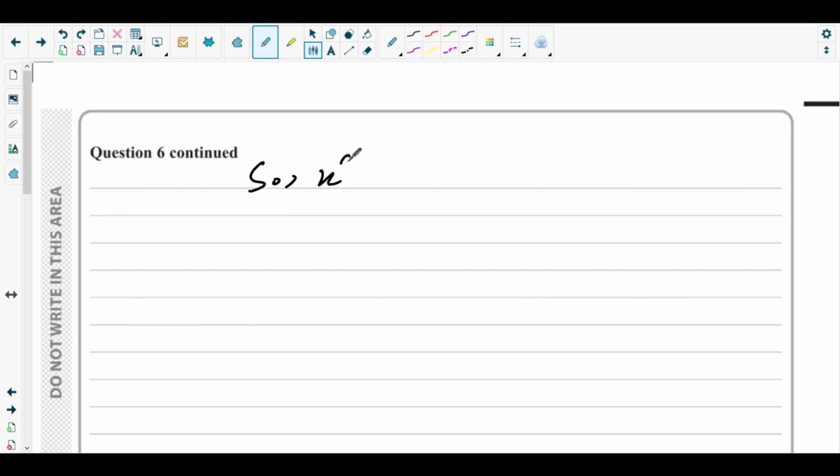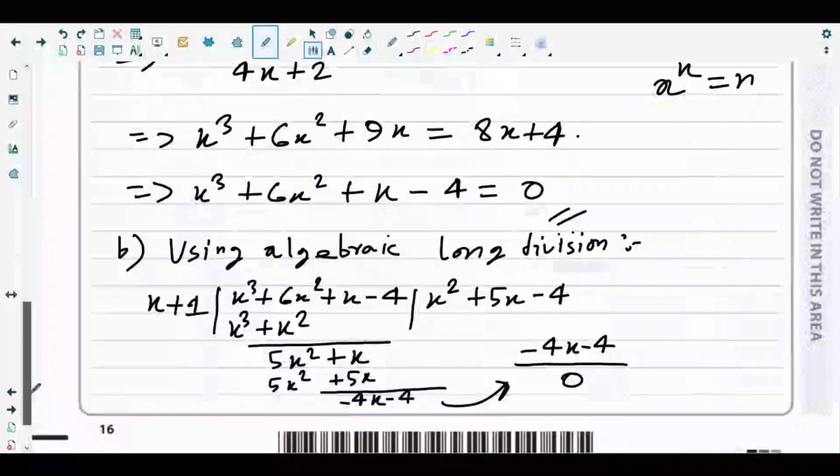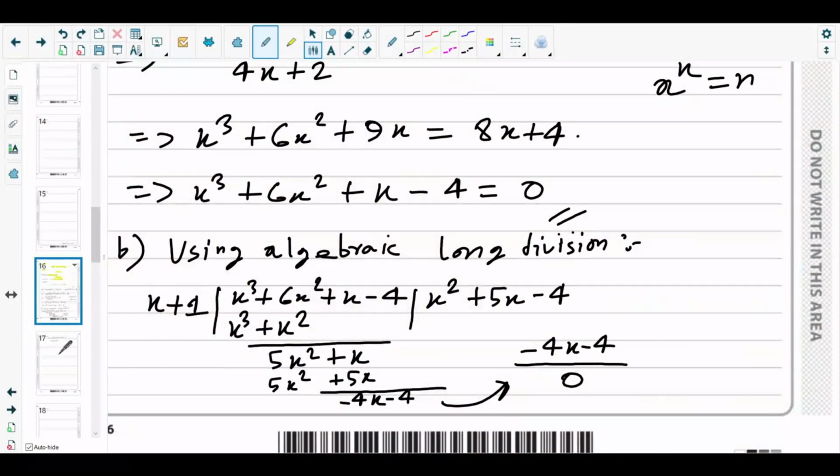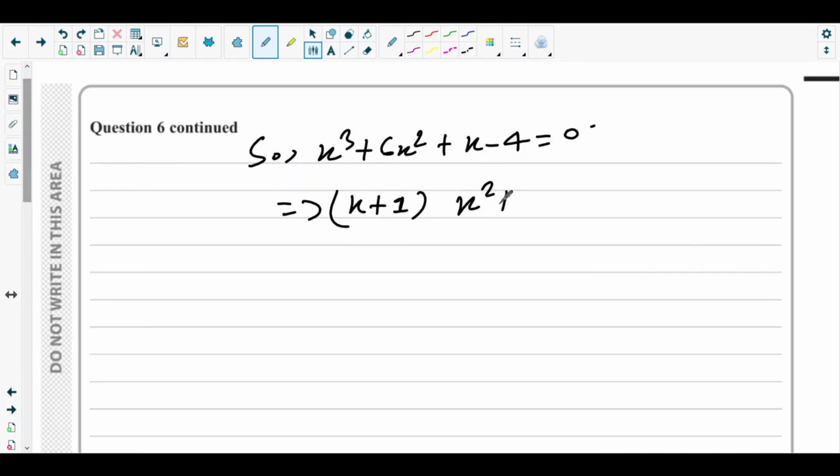So x cubed plus 6x squared, the equation was 6x squared plus x minus 4 equals 0. It can be written as x plus 1 times, what's the other factor we got just now? This is basically x squared plus 5x minus 4. X squared plus 5x minus 4 equals 0.